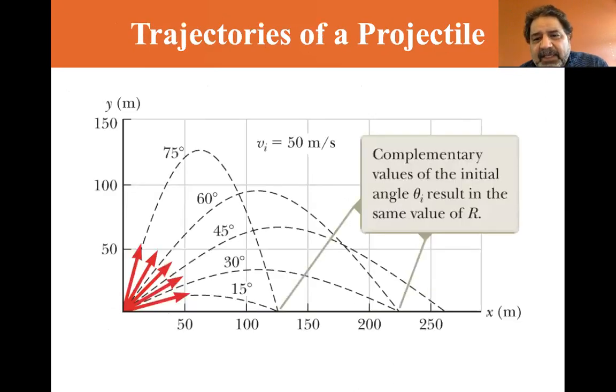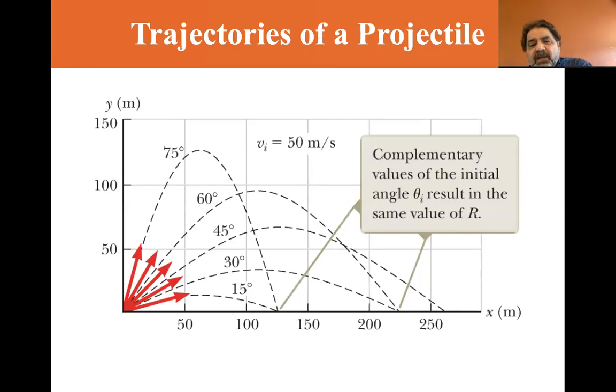And as a matter of fact, here it is. Complementary values of the initial angle theta I result in the same value of R. Why is that? Well, if you have a steep angle, you're spending a lot of time in the air, but your horizontal velocity is very slow. Let's take 75 degrees. Your vertical velocity is very fast, your horizontal velocity is very slow, so you go very high, but you don't go very far.